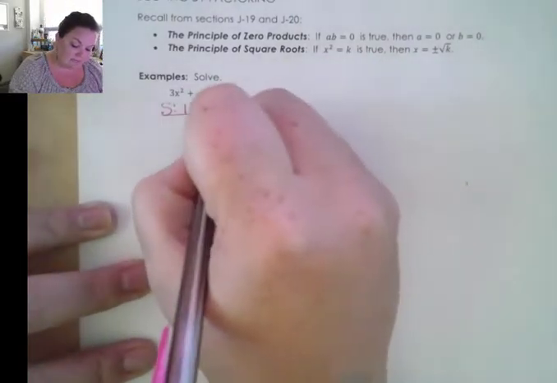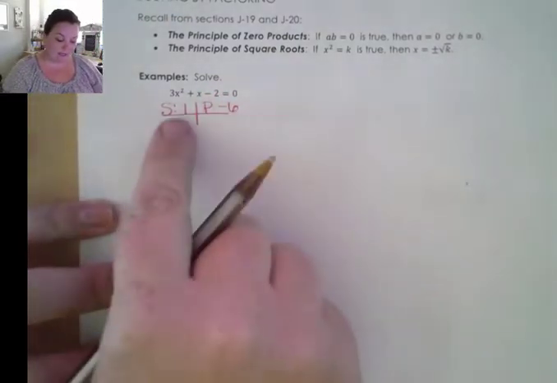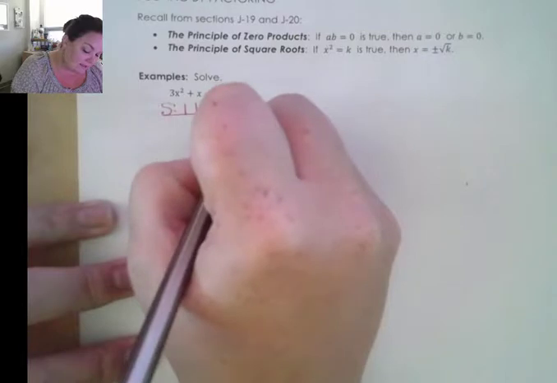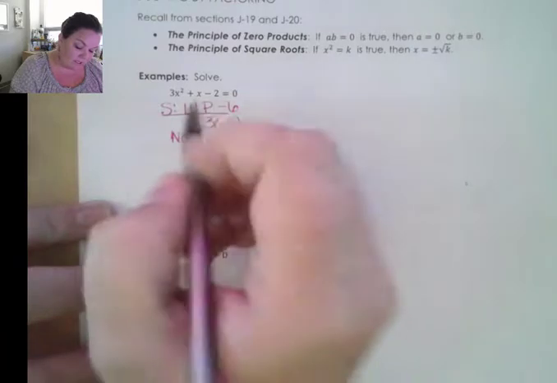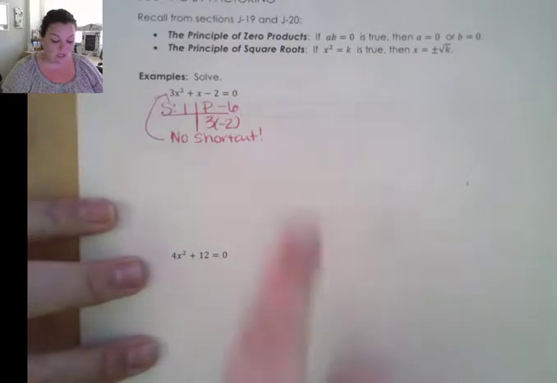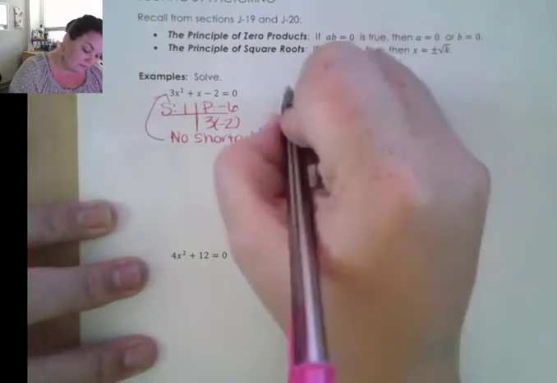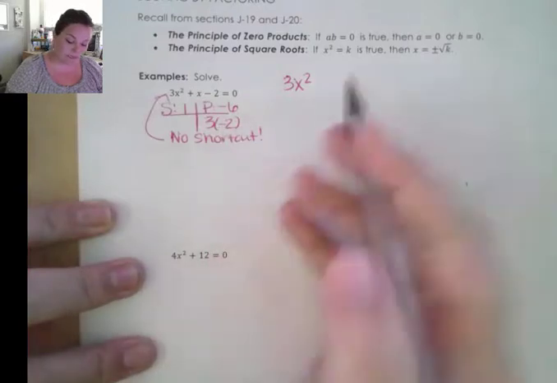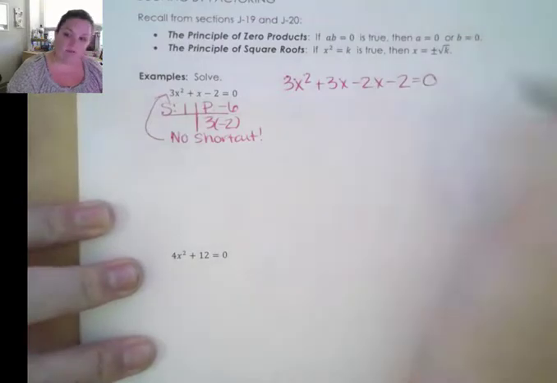So 3 times negative 2 gives me a negative 6. And what can I multiply to get a negative 6 that I can combine to get a 1 is actually the two numbers that I used, right? A positive 3 and a negative 2. And there is no shortcut on this one, okay? Remember, we can only use the shortcut when our leading coefficient is a 1, and here it's a 3. So I'm going to take my pair from the chart and replace the middle term with them. So that gives me 3x squared, and then instead of writing this x, I'm just going to label these with an x. So plus 3x minus 2x minus 2 equals 0.